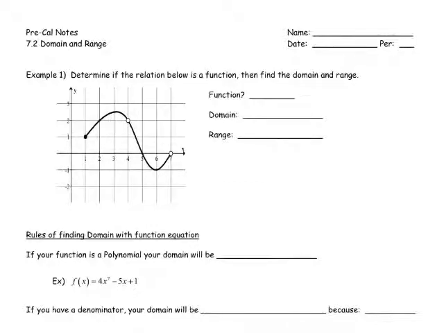All right, so we're going to talk about just domain and range today. So if 7.1 was kind of hard, we did too much at one time, this is when we're going to just practice domain and range. So let's start with example 1. If you think you can do this function, determine if it's a function, then determine the domain and the range.